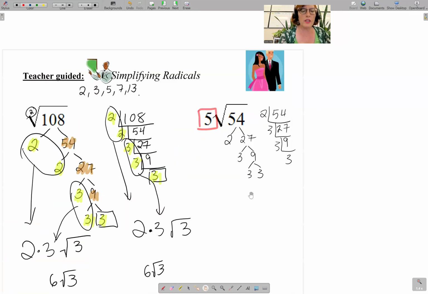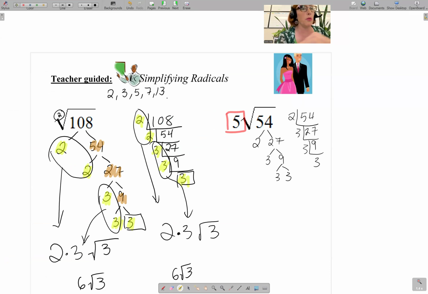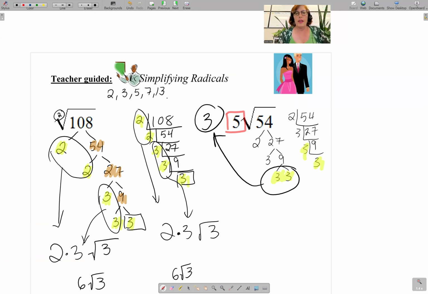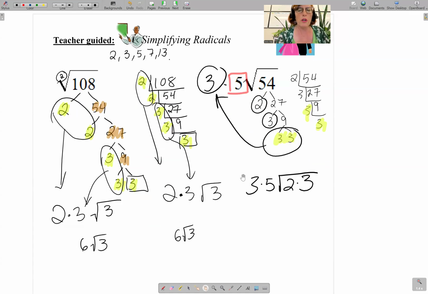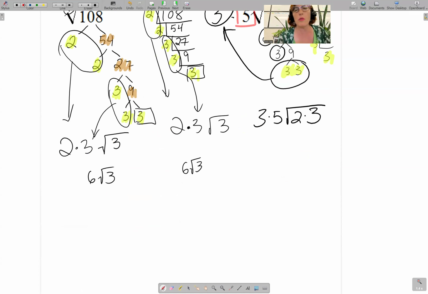Remember, the storyline is if you have a date, which means a double. So there's a date. You get to go out, but you go out as a singular entity. All right, so we have a 3 and a 5, the coefficients outside. So 3 times 5, and then the 2 and the 3 stay under the radical, stays home as it were. And then everybody multiplies. This is going to be 15 root 6.